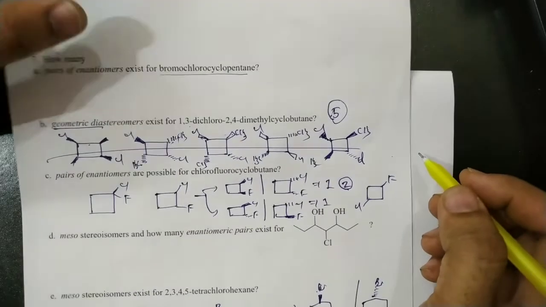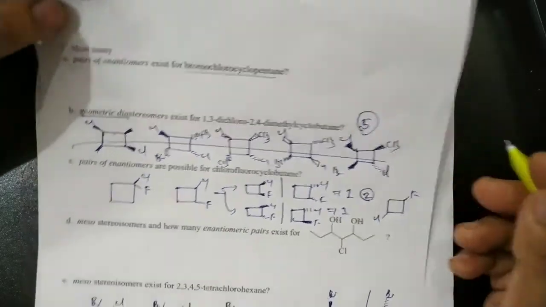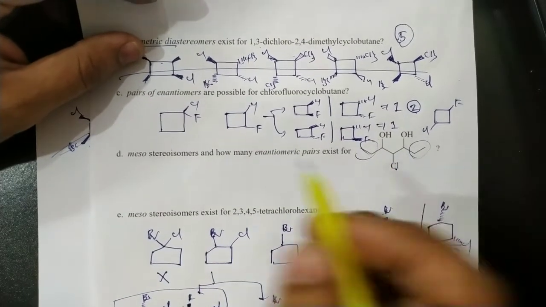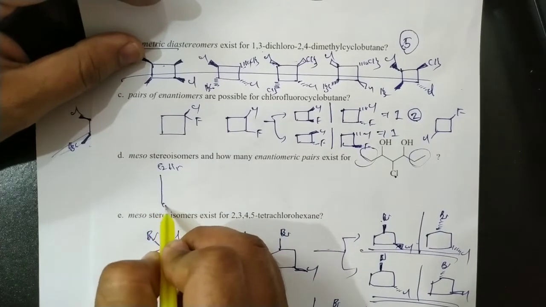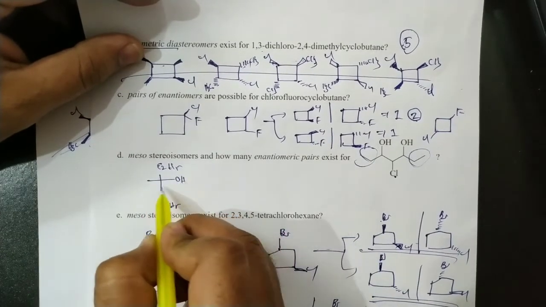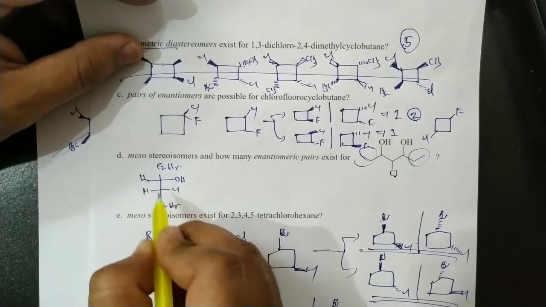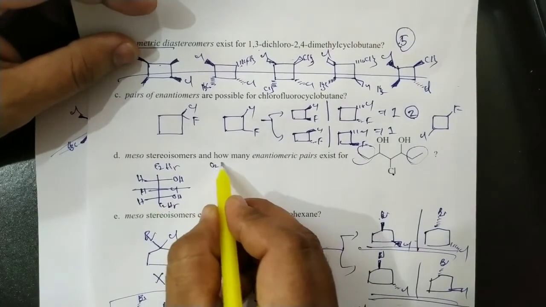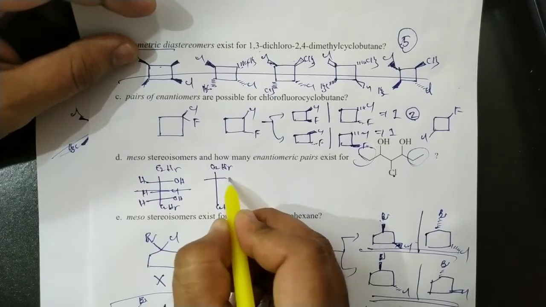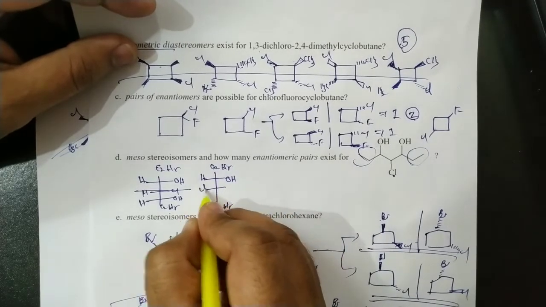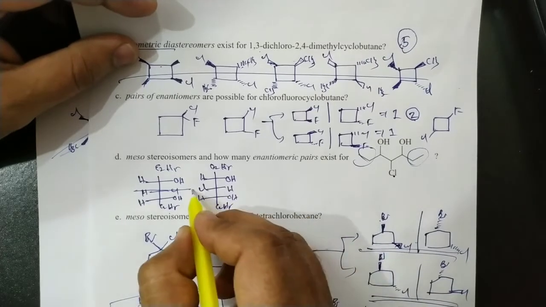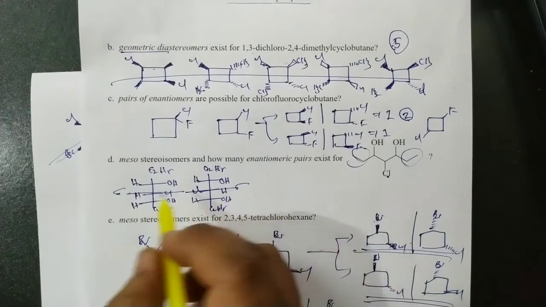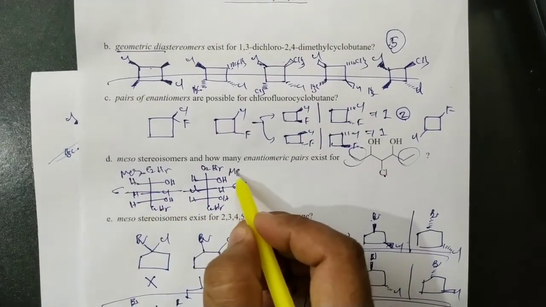Okay, that's it. And next, one more question: how many meso stereoisomers and how many enantiomeric pairs exist for this compound? Here in this case, there is an ethyl group, C2H5 here and C2H5 here. In this case, OH, here there is a Cl, hydrogen, this hydrogen, and this one is an OH. This compound is an optically inactive compound. So next, C2H5, here C2H5, this one OH, Cl, this one Cl, hydrogen, this one OH, hydrogen. This one is also an optically inactive compound because of the plane of symmetry. So this is a meso compound and this is also a meso compound.